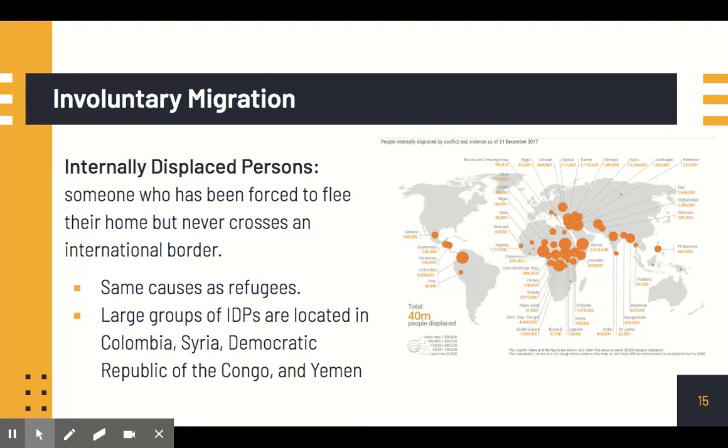Internally displaced persons, it's exactly what it sounds like. So someone who's been forced to flee their home but never crosses an international border, so they remain internal. This is all the same causes of refugees. It just doesn't involve crossing an international border. So you can see here where the dot, this is an example of a graduated symbol map. So each of those dots indicates where we see a high percentage of people in that particular place.